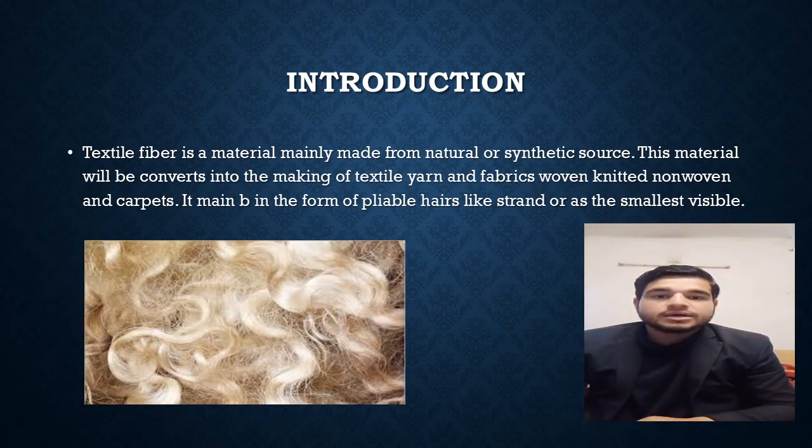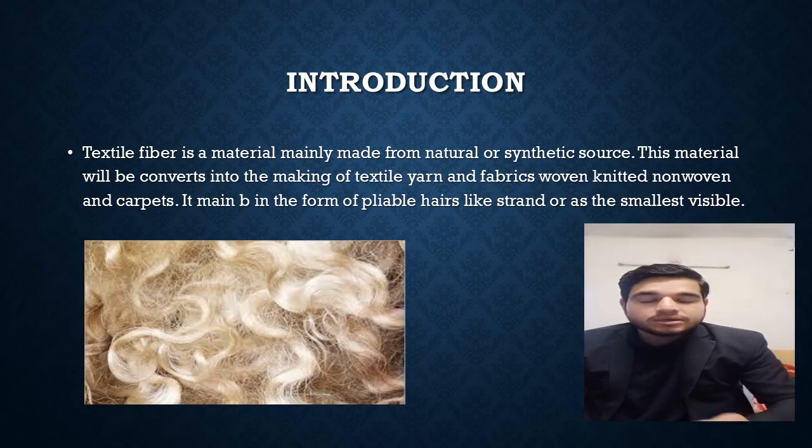In this slide, I will tell you about what is textile fiber. Textile fiber is a material which is obtained from a synthetic or natural source. This material will be converted into textile, yarn and fabrics like woven, non-woven, knitted, and carpets. It may be in the form of pliable hair-like strands or as the smallest visible structure, which can be seen by eyes, and it looks like human hair.